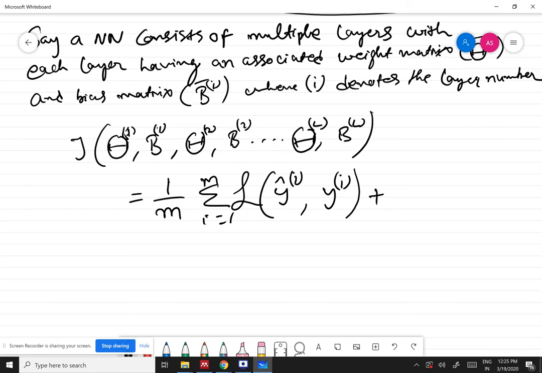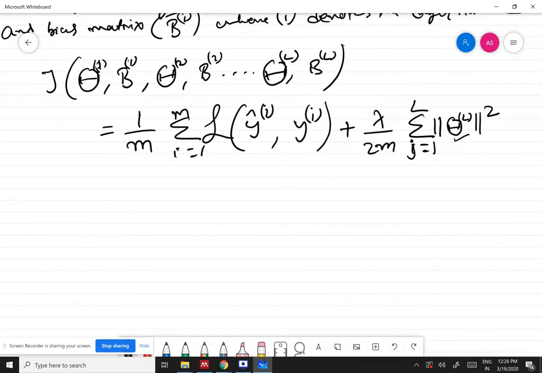To this, to regularize, we need to add the L2 norm, which is given by lambda by 2m, summation over l equal to 1 to L of the L2 norm of capital theta L squared, for all the layers. For every layer we have a theta matrix which transforms the previous layer outputs to the next layer outputs. For every theta matrix we calculate the L2 norm, which is basically the sum of squares of all the elements in the matrix.